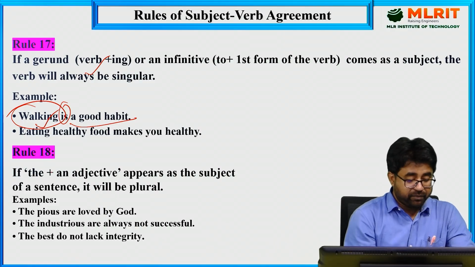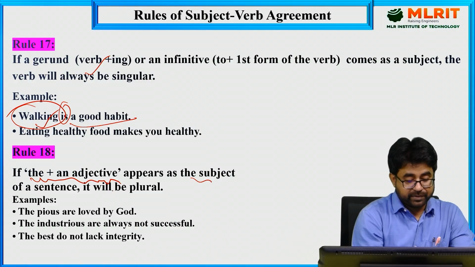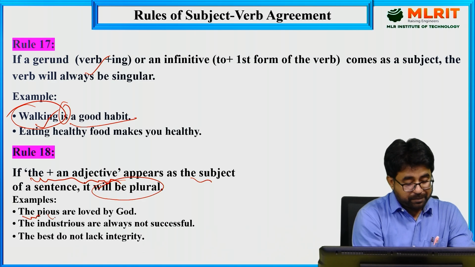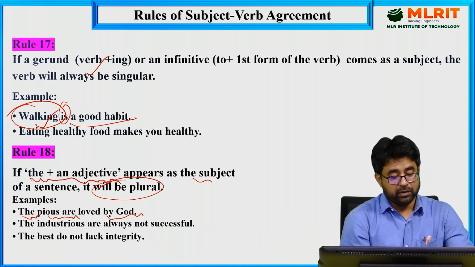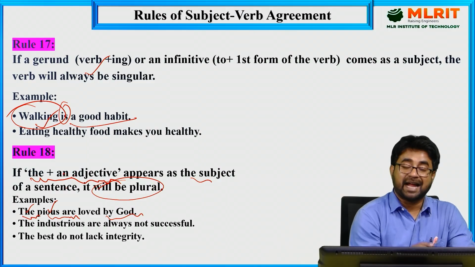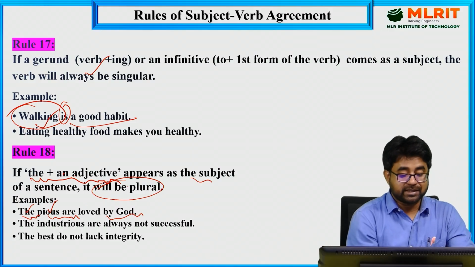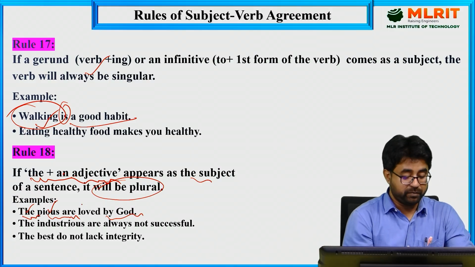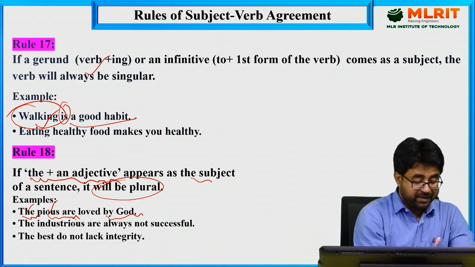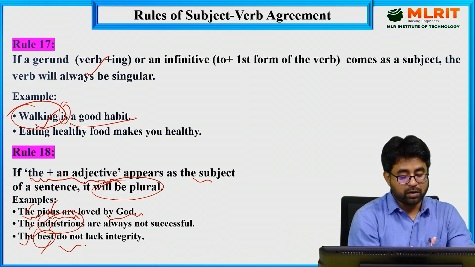Rule number 18. What is the next rule? Let's check. If we use this structure, the and then an adjective appears as the subject of a sentence, it would always be plural. See here. The pious are loved by God. So the and then adjective. So this is the formula. If we write a sentence like the plus an adjective, then it would always be considered as plural. That's why the pious are loved by God. The industrious are always not successful. The industrious, again the plus adjective. The best, again the plus adjective, do not lack integrity.